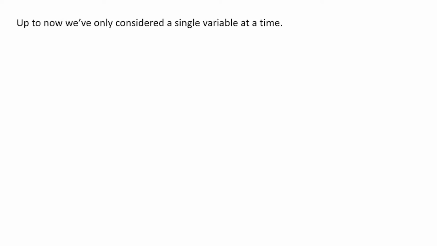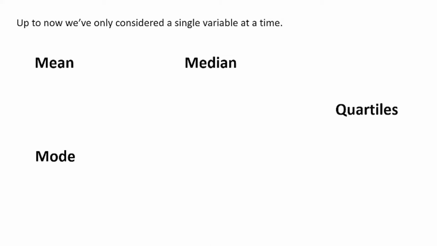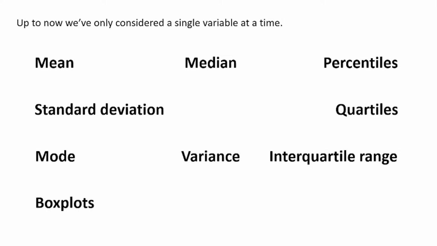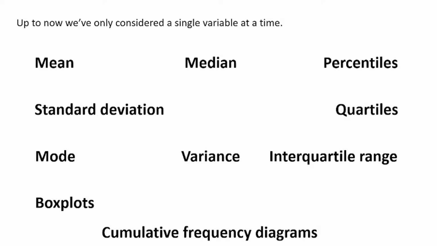So, as we move on today, we're going to start to take a look at correlation. Firstly, I just want to point out that up to now, you've only been considering single variable data. For all the statistical measures that we've looked at so far, the measures of location, from the mean to the median to the quartiles, we've only looked at single variable data. For the measures of spread, the interquartile range, standard deviation, variance, it's all been single variable data. And the diagrams that we've used so far all have referred to a single variable at a time.